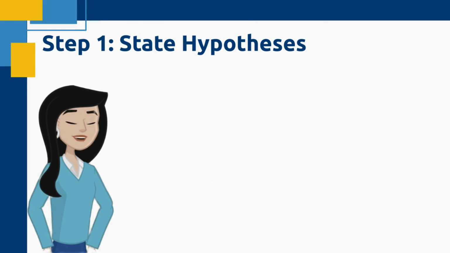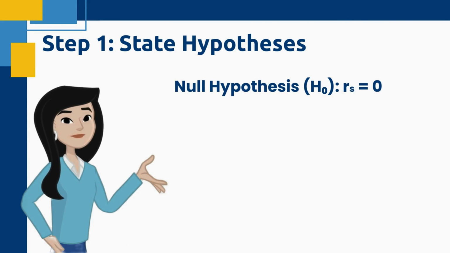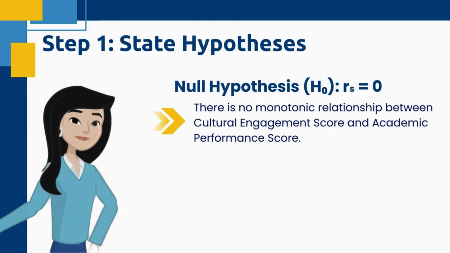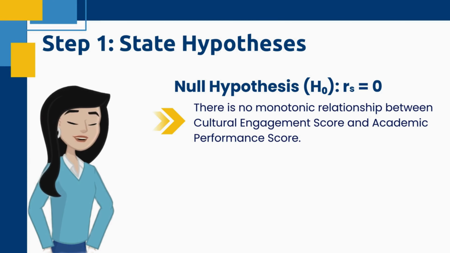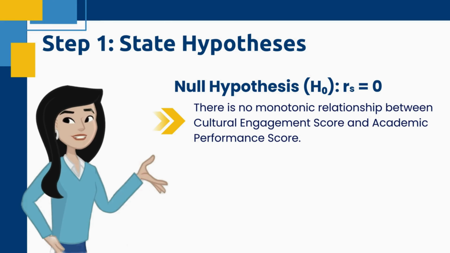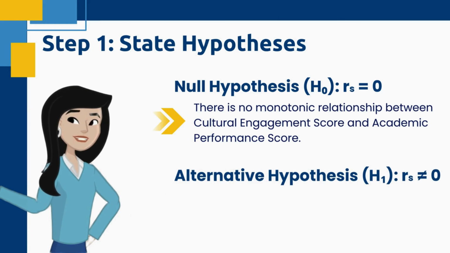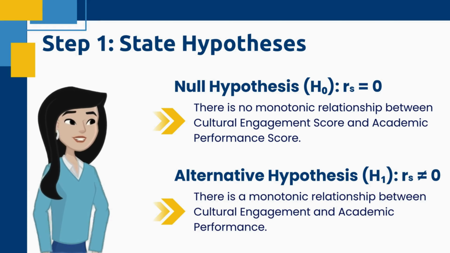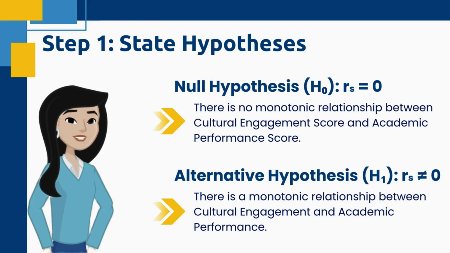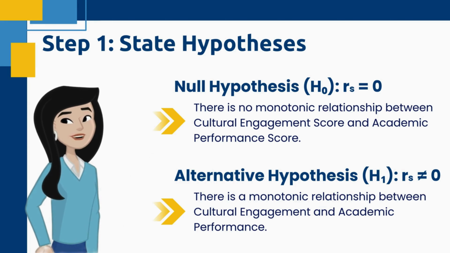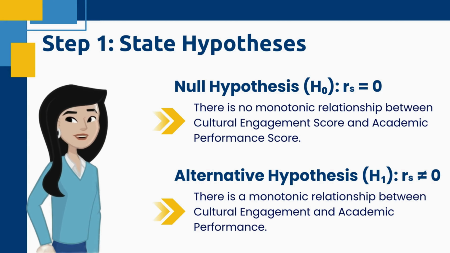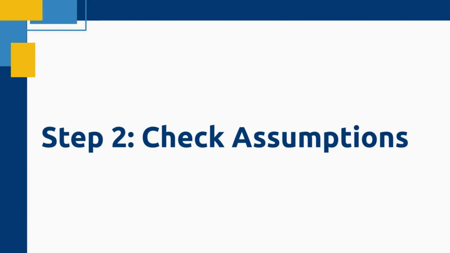Let's make it concrete with our example. Null hypothesis: there is no monotonic relationship between cultural engagement score and academic performance score. This means that a student's level of cultural engagement doesn't show any consistent connection with how well they do in school. Alternative hypothesis: there is a monotonic relationship between cultural engagement and academic performance. So, as students become more involved in cultural activities, their academic performance tends to either go up or down in a consistent pattern.